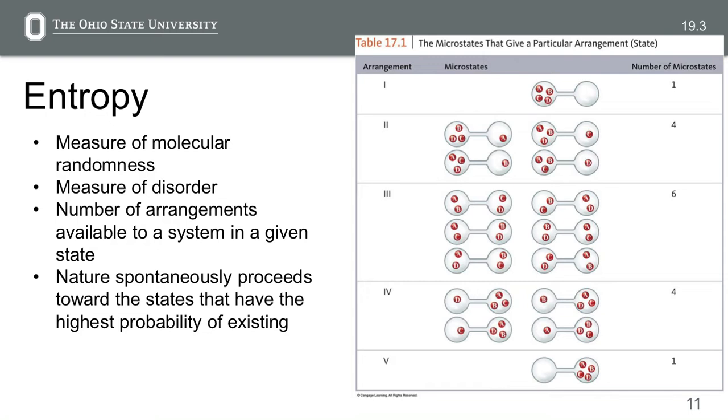All right, so entropy is a measure of randomness. We sometimes think of it as a measure of disorder, but what it really comes down to is probabilities. When we think about probabilities in terms of molecules and molecular arrangement, we can start thinking about a term called microstates.